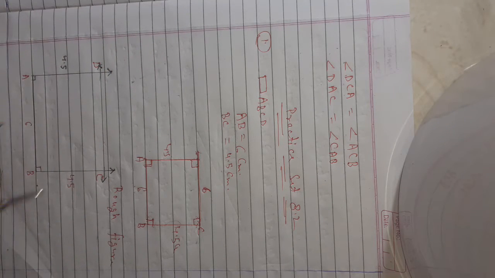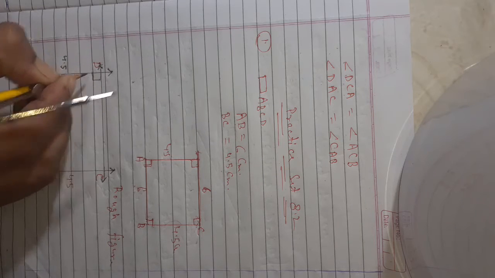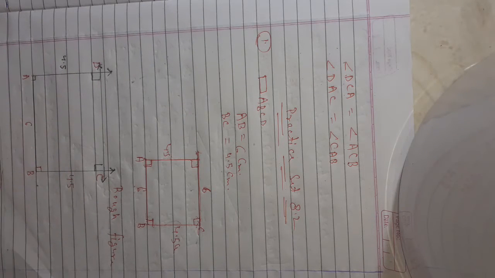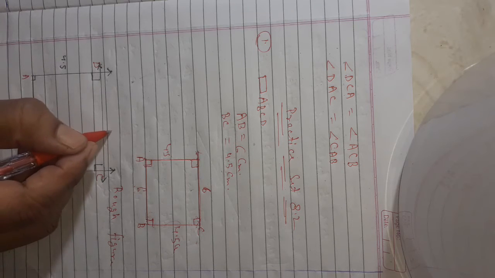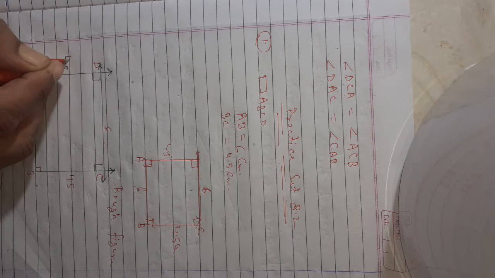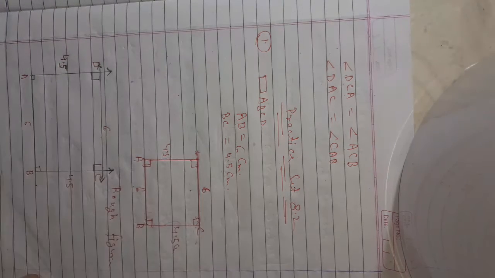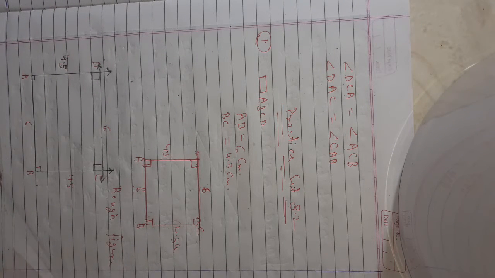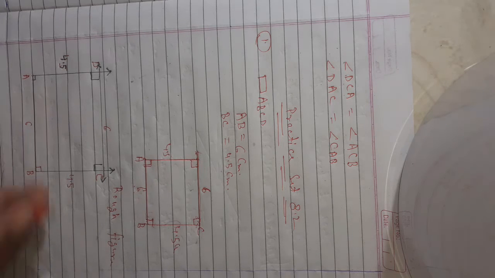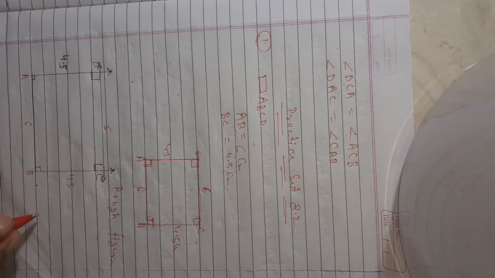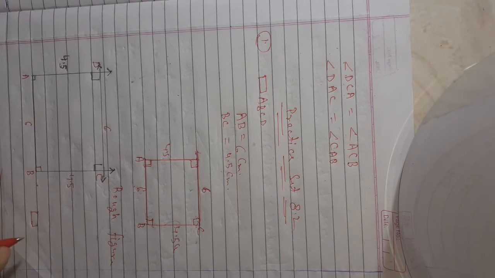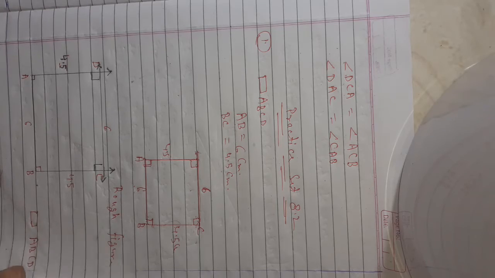Clear? So this is also 90 degree, this is also 90 degree, this is 6 centimeter, this is also 4.5 centimeter. Clear? So you got this is a rectangle. Rectangle ABCD. Clear?